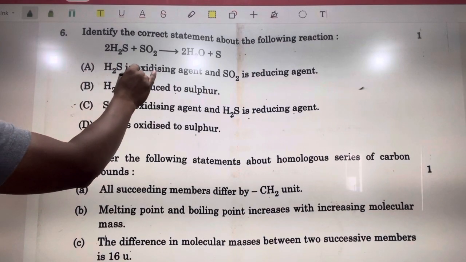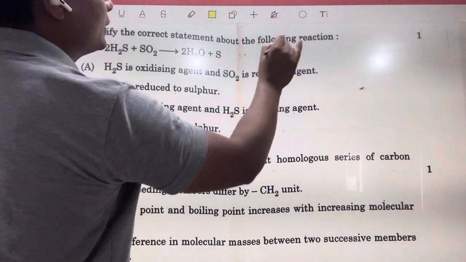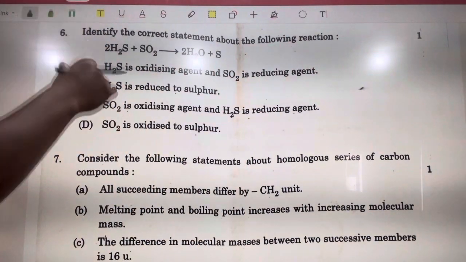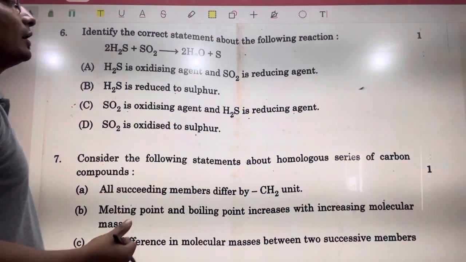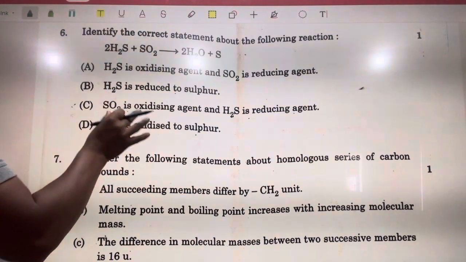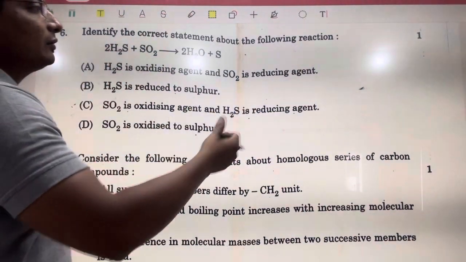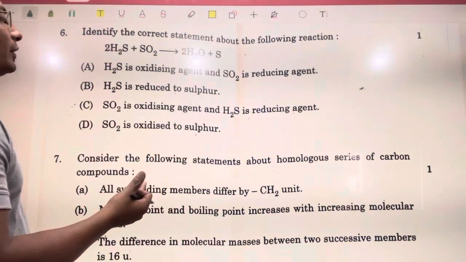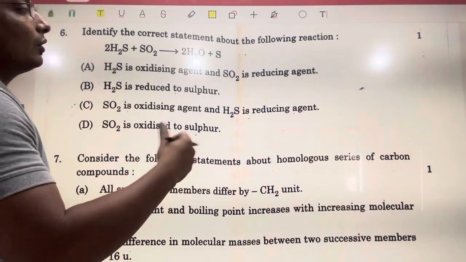So H2S is oxidizing agent and SO2 is reducing agent. So this is basically for the oxidizing and reducing. So we should know that. Oxidation happens when oxygen is added to a reactant, and reduction happens when hydrogen is added to a reactant or oxygen is removed.